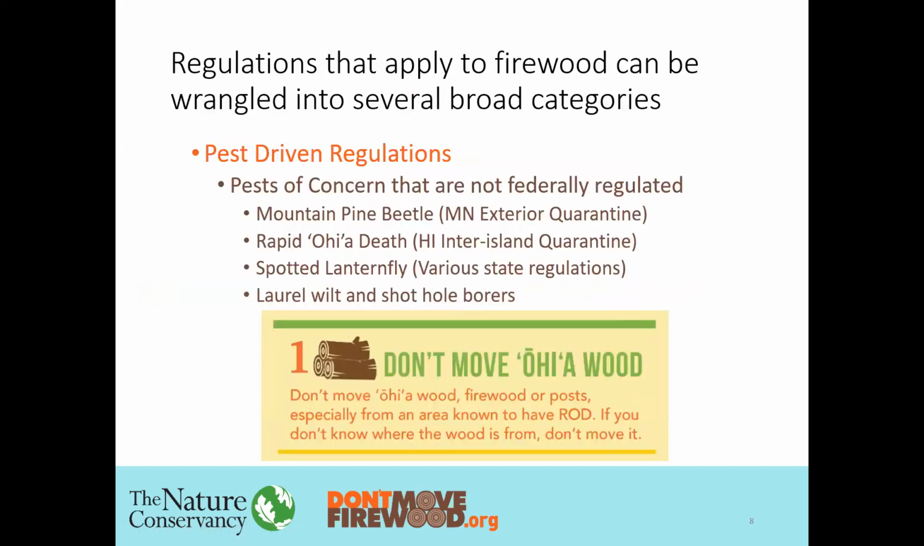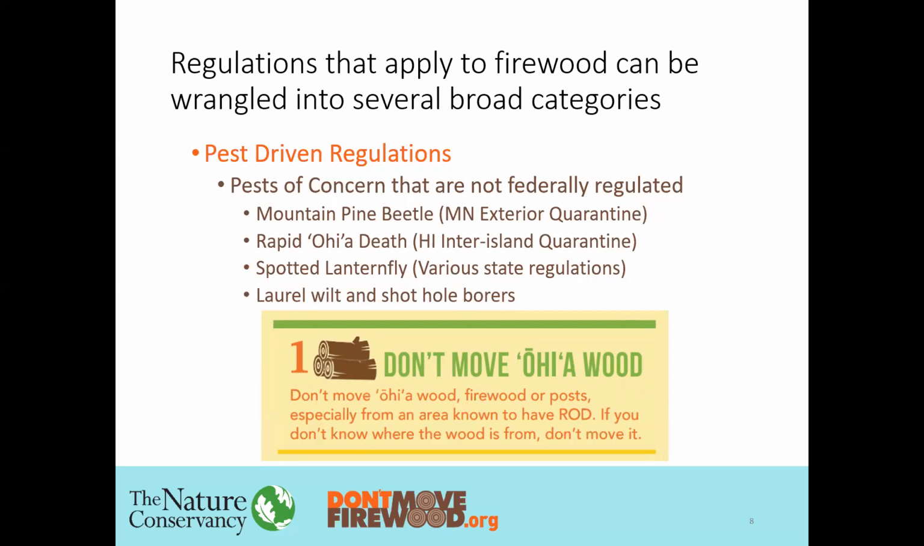So in those pest-driven regulations, that sort of light butter yellow, there are both pests of concern that are federally regulated, such as Asian longhorn beetle, Phytophthora ramorum, which is sudden oak death, etc., as well as pests of concern that are not federally regulated. So mountain pine beetle, which is a native forest pest of western forests, has an exterior quarantine held by the state of Minnesota. There are very specific small region pests that only affect one particular place that are very important.